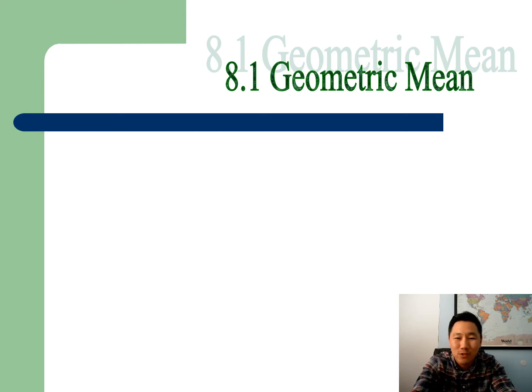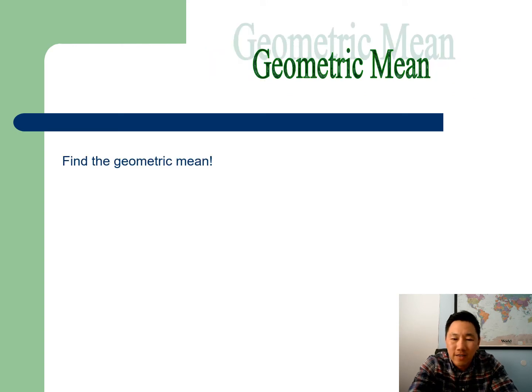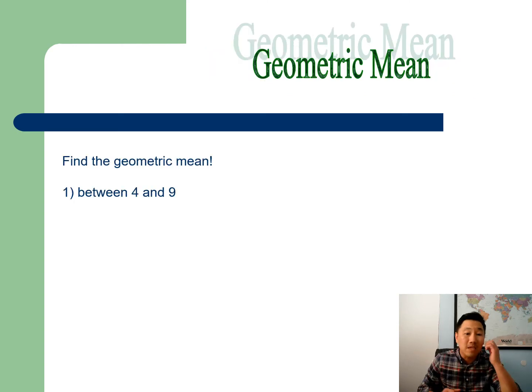8.1 geometric mean. We all remember from Algebra 1 how to find the mean, the average of something. Now we're going to find the geometric mean. Let's see what that does. All right, let's find the geometric mean between 4 and 9.